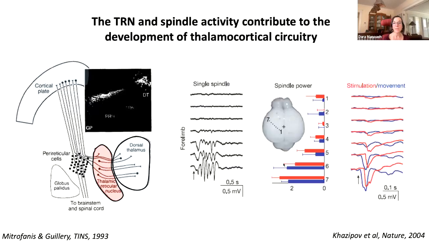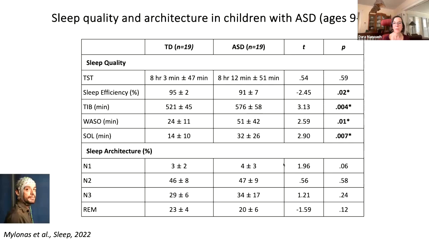And as early as the first postnatal week, spindle bursts, which are generated in the TRN and are a precursor of adult spindles, establish and refine this thalamocortical circuitry. So in this way, early TRN dysfunction may affect circuit development and set the stage for autism. Motivated by findings that ASD risk genes affect the TRN, we started looking at sleep in autism.